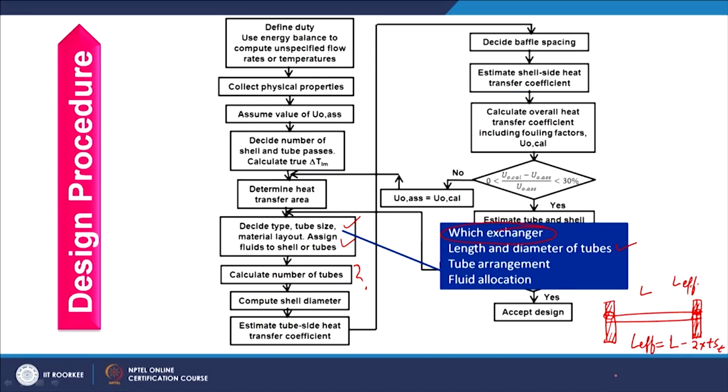Because whatever number of tubes you have obtained, if the next value is even, that is fine, because passes are at least 2 pass. So, the number of tubes should be even, so that each pass has the complete number. And if the total number of tubes you have calculated comes out odd, you have to make it even, and then consider the tubes in each pass. I hope it is clear.